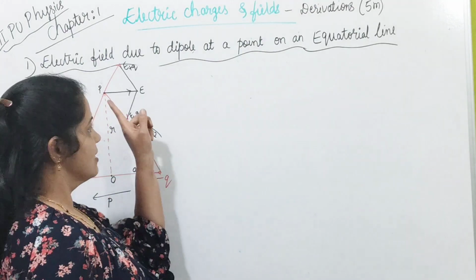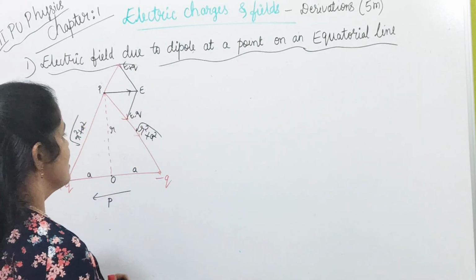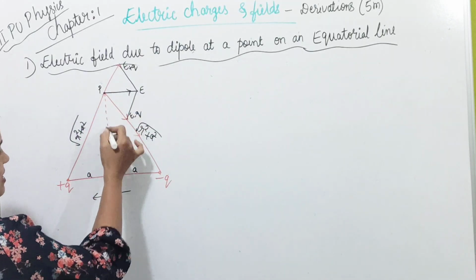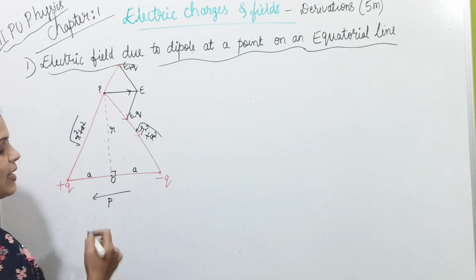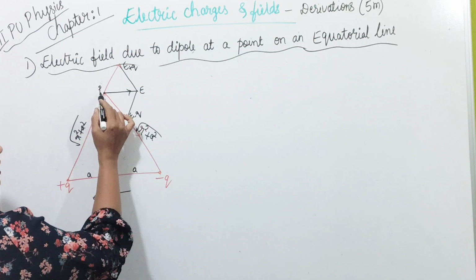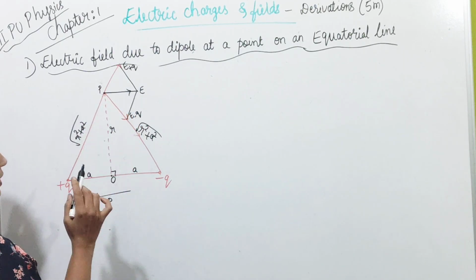Second one is electric field due to a dipole at a point on an equatorial line. This equatorial line is a line which is passing through the center. This line is also called the perpendicular bisector. Let us consider a point P on this equatorial line.